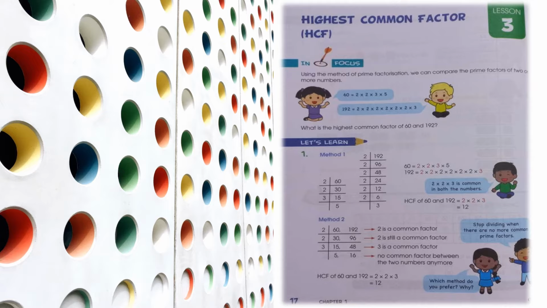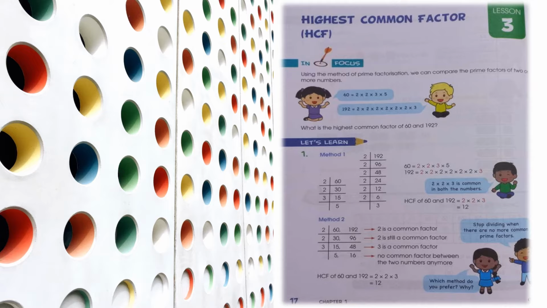In order to find the highest common factor of these two numbers, first we make the prime factors of number 60 and then we make the prime factors of number 192. Once we get the prime factors for both numbers, we compare what the common prime factors are between the two numbers. So here the first prime factor for 60 is 2. As we can see, 2 is also available in 192. So the first common factor we get out of these two numbers is 2.